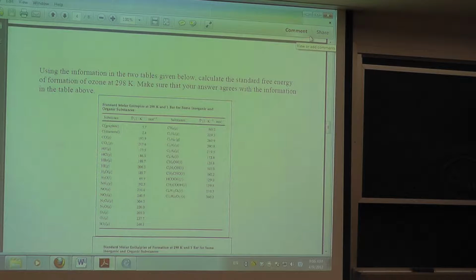Oh wait, I just realized that's joules. So we're going to have to convert this from kilojoules to joules. We're going to multiply this number by 1000 joules per kilojoule. Right? Makes sense.